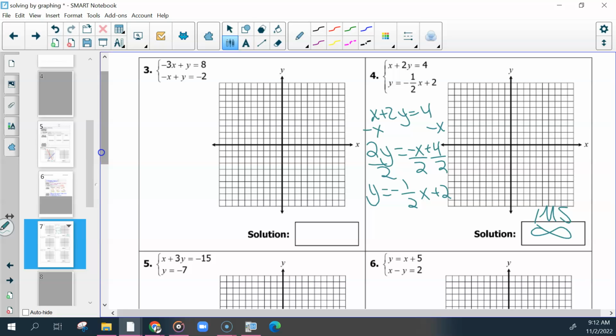You do still have to graph it. And what I would say is graph one line and then draw extra arrows. So what I mean by that is this. Start at 2, go up 1 to the left 2 as many times as possible. And down 1 to the right 2 as many times as possible.